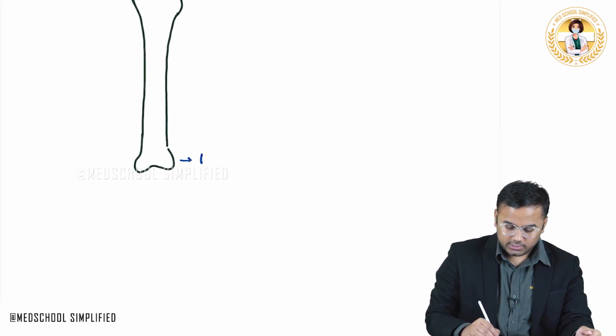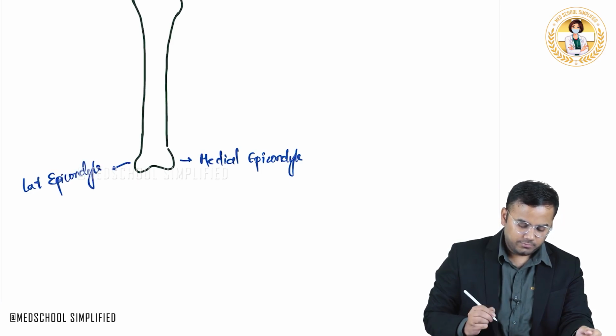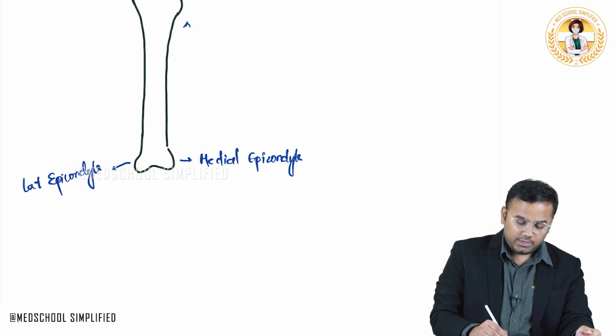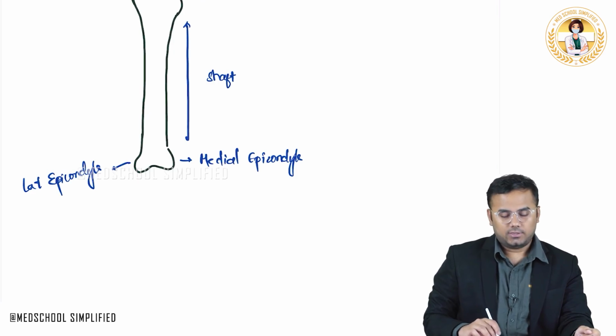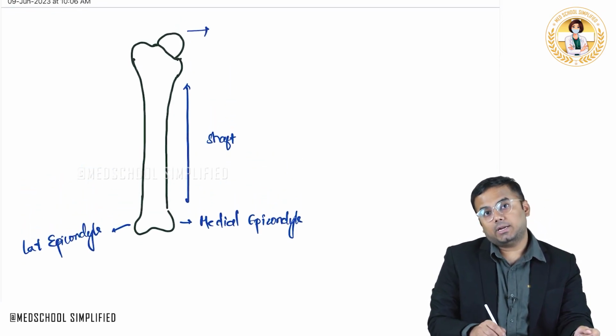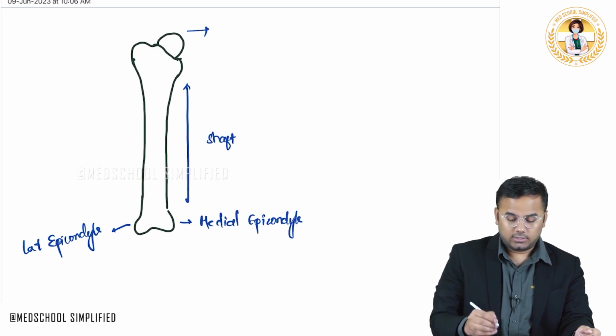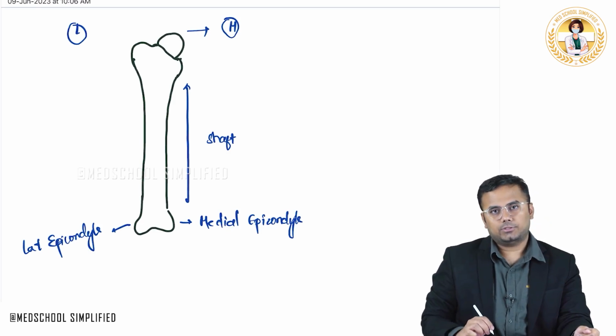This is called the medial epicondyle, and this one is called the lateral epicondyle. All the way from here till here you call it the shaft of the humerus. The second important thing is that wherever the head is, that is the medial side. So let us say this is the medial side and this is the lateral side of the humerus.